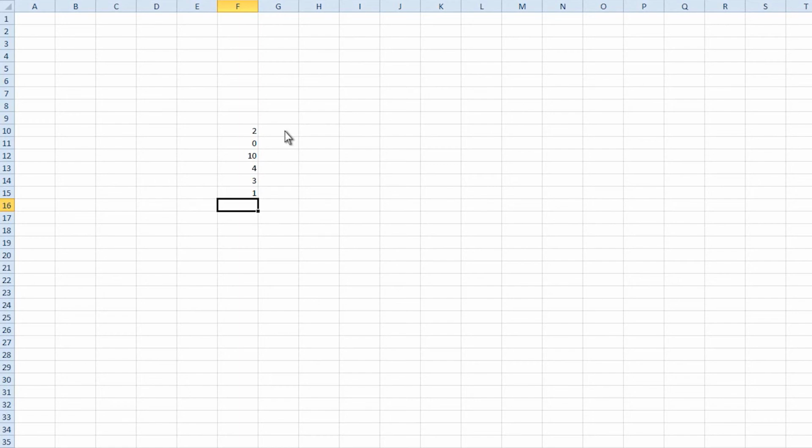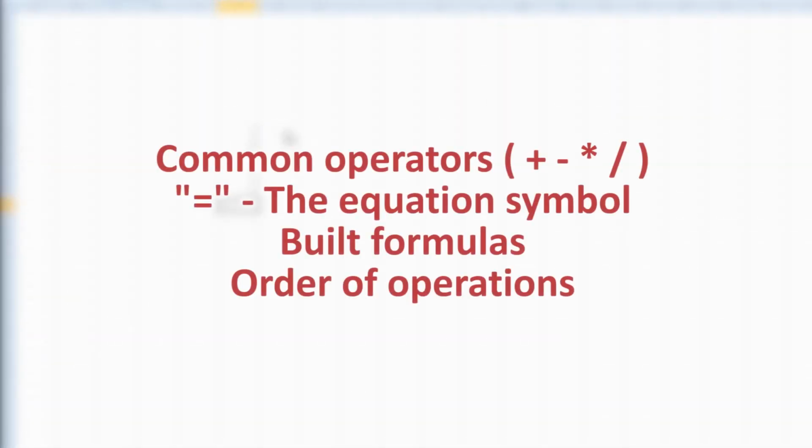So congratulations, you've managed to get Excel to do some maths for you. And that is the end of this lesson. To summarize what we've learned: the most common operators, the plus, the minus, the multiply, and divide. We've learned one of the most powerful symbols in Excel, the equals sign. We got Excel to do some math for us by building formulas, and we learned how to set the order of operations with a formula using the brackets. So time for a quick break and then on to lesson 6, cell references.